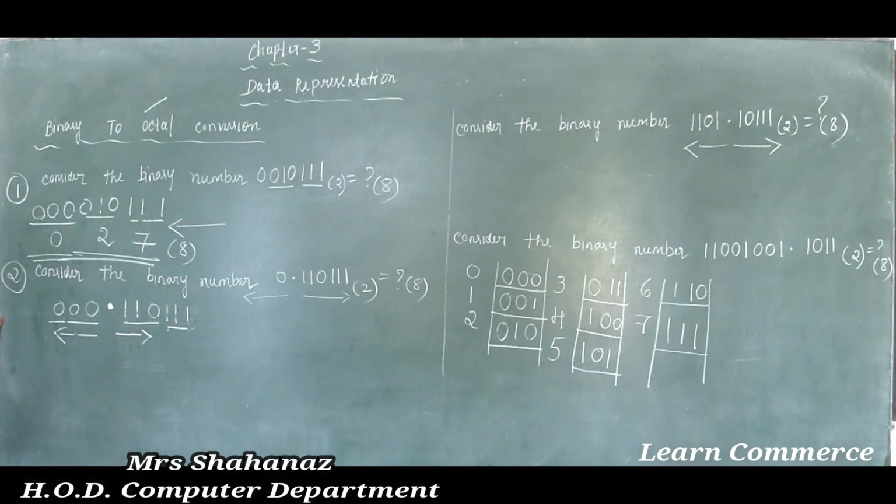If there is a fractional point, just like how I used the arrow in this manner, you have to move it, you have to complete a grouping of 3 bits. So 110 111 and 0.